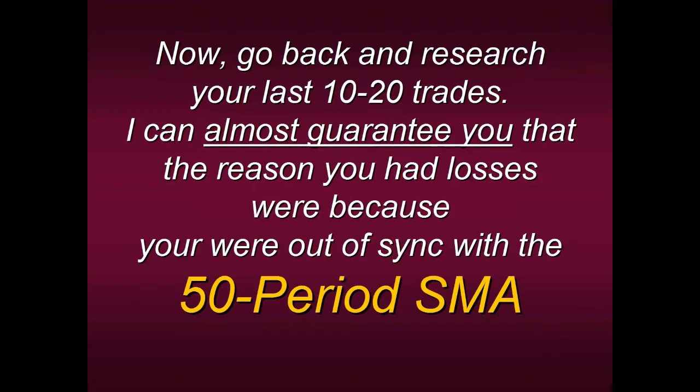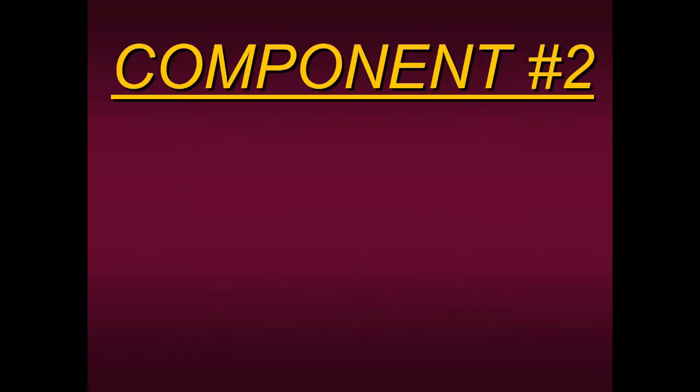Okay, so that's component number 1. Extremely simple, right? Well, let me show you component number 2, even simpler. Whatever strategy you're trading doesn't make any difference. I don't care if it's based on one of my methods or if it's based on the full moon. It absolutely makes no difference. But if you get a buy signal, it should be above the 50-period moving average.